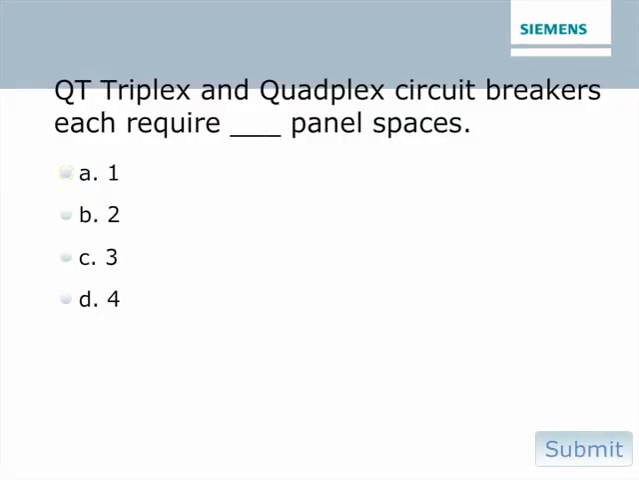Okay, so we've just finished part 2 of the basics of load centers, so let's go ahead and do a knowledge check. Question 1. QT triplex and quadplex circuit breakers each require blank panel spaces. Answers are A, 1, B, 2, C, 3, D, 4.